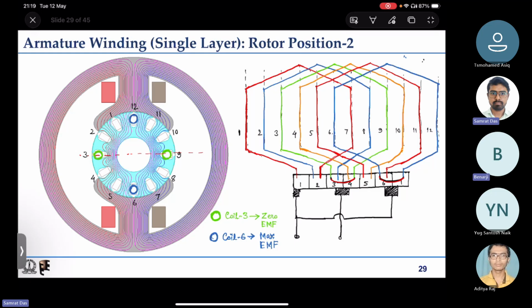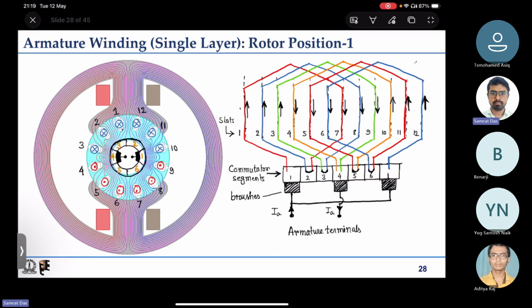Sir, it would be better if you can show us the current path here once. Okay, so current path here. So shall I start from this one first? This is straightforward, where one brush is touching one commutator segment only. So say the current is entering from here, then it will enter through this brush, go to this first commutator segment, this arrow, then it will come back like this. Sir, I am unable to see your pointer. Could you please move it once?